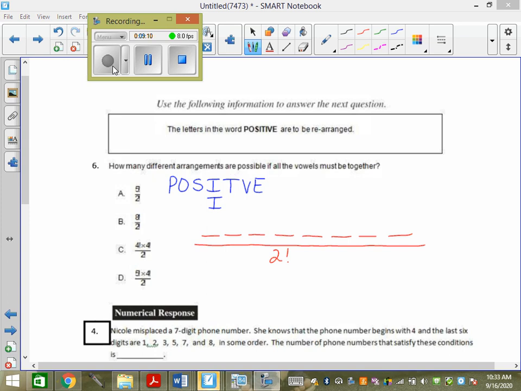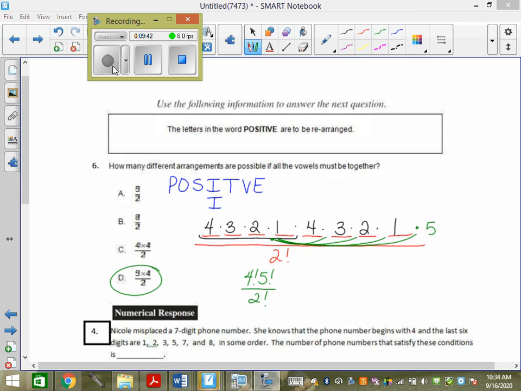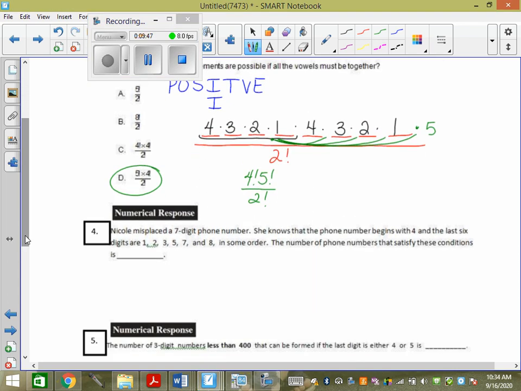Now, we have 4 vowels, so I'm going to hook them together. So I have 4, 3, 2, 1, with 2 i's, an O and an E. Then I have 4 letters left, 4, 3, 2, 1. Does it say together at the front? No, so we have to multiply by 5, because there's 5 spaces. There's 1 here, 2, 3, 4, 5. So I get 4 factorial times 5 factorial over 2 factorial. No, it's just right. Okay.